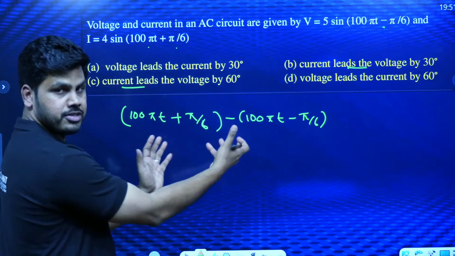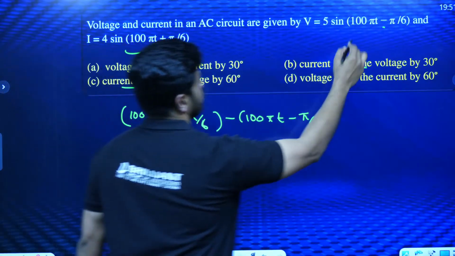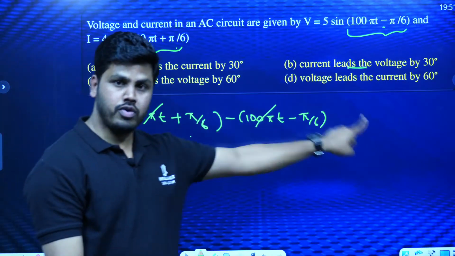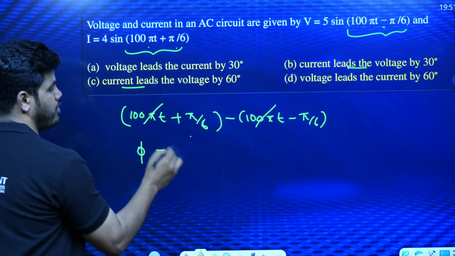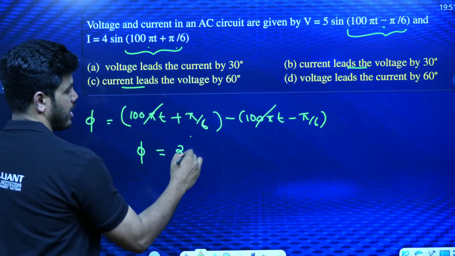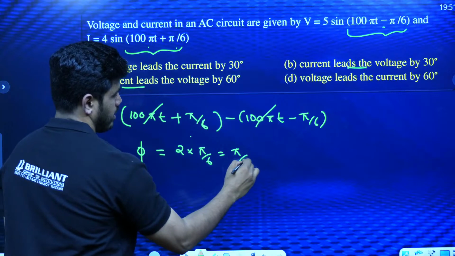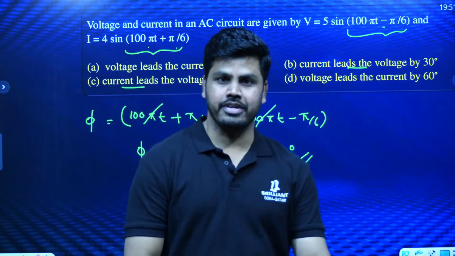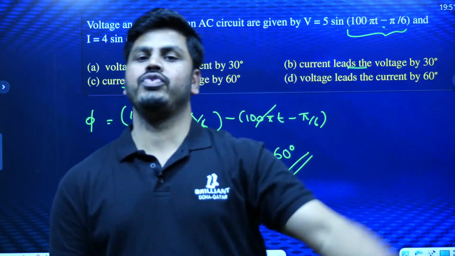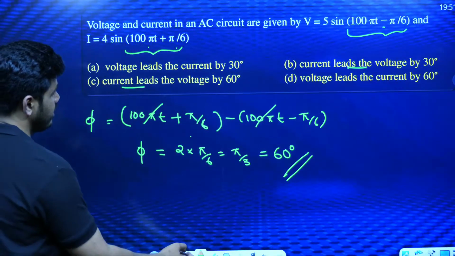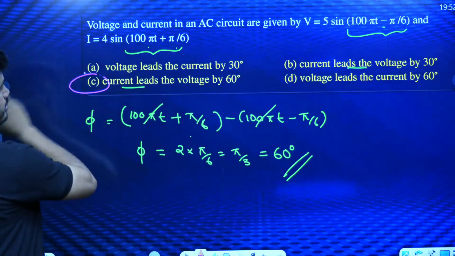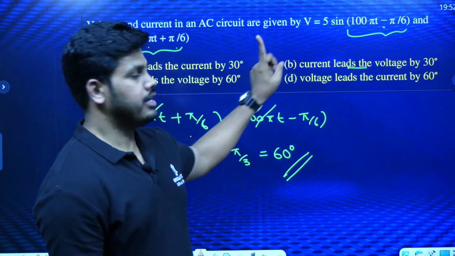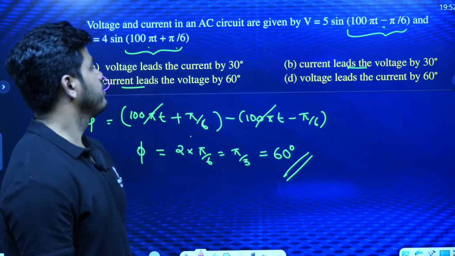When you take the phase difference between the phase of the first and the phase of the second, you can see 100 pi t gets cancelled. Pi by 6 minus minus pi by 6, we get the phase difference phi equal to 2 times pi by 6, which is pi by 3. We need the phase difference as 60 degrees in our final answer. So current is in lead by 60 degrees is your correct answer. Current leads the voltage by 60 degrees is option C. Okay, so that is how we find the phase difference and which is in lead. We know how to find it out.